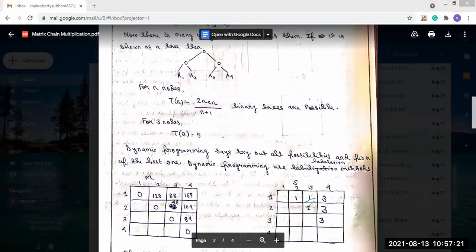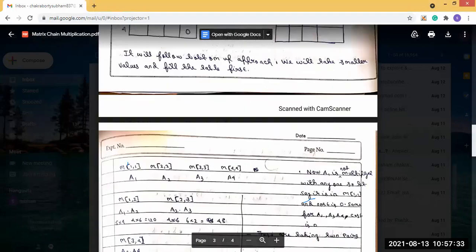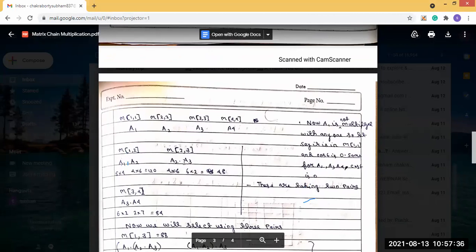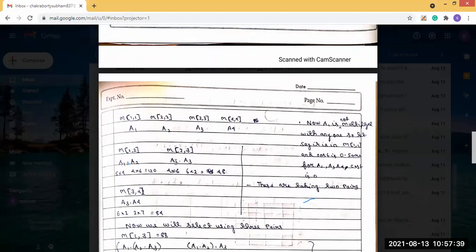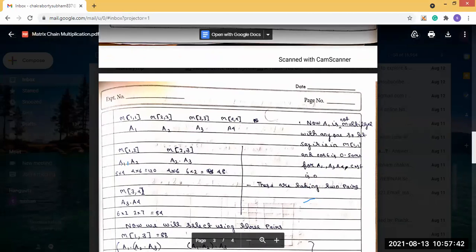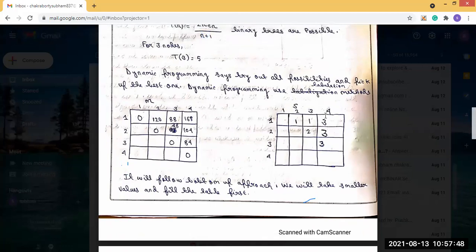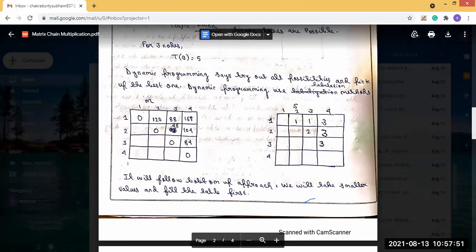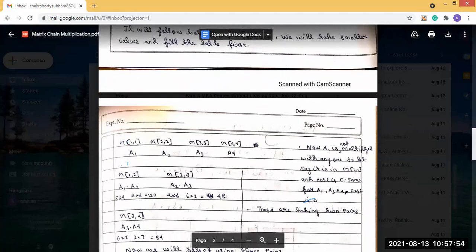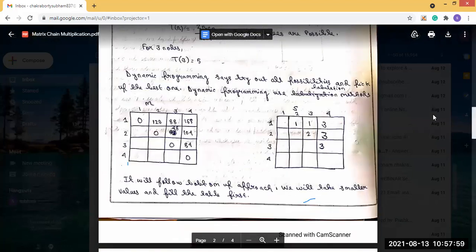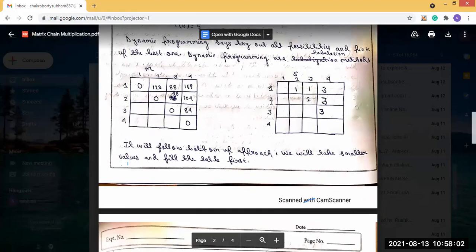Now 2, 3. In the 2, 3, you see the value 2 is written. That means we are getting the value by multiplying with A2. So let's check that, A2, 3. Yes, you see A2 into A3. So multiplying with A2, we are getting the value. That's why this 2 is written here. Next check the 3, 4. So in 3, 4 also we are getting the value by multiplying with A3. That's why here 3 is written.